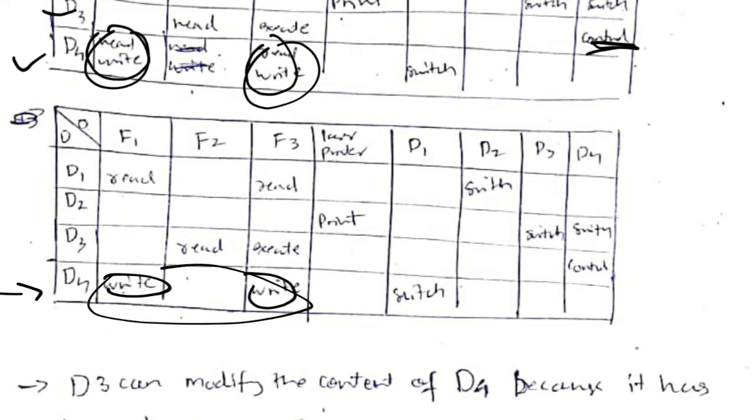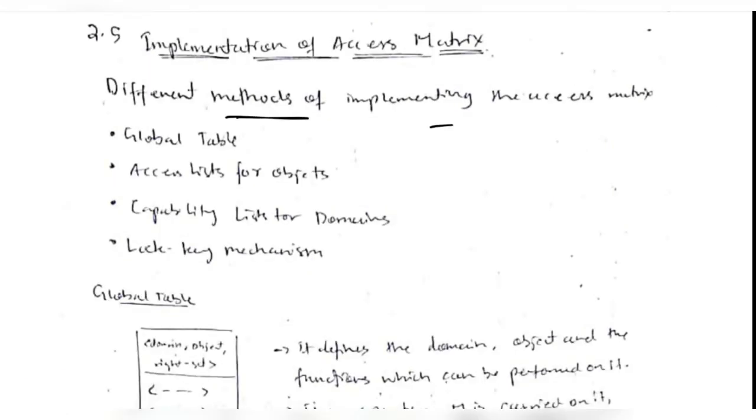See here, there are different methods of implementing the access matrix. The first one is the global table, the second one is the access list for the objects, the third one is the capability list, and the fourth one is the lock key mechanism. Let's see them one by one. First one is the global table.